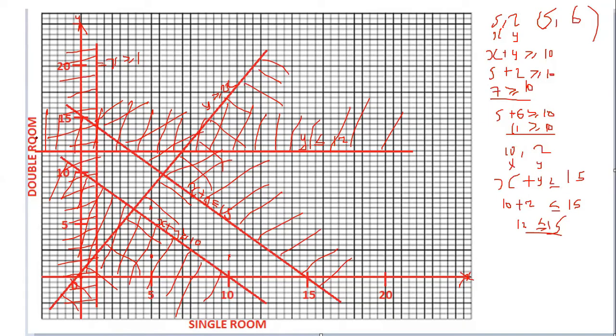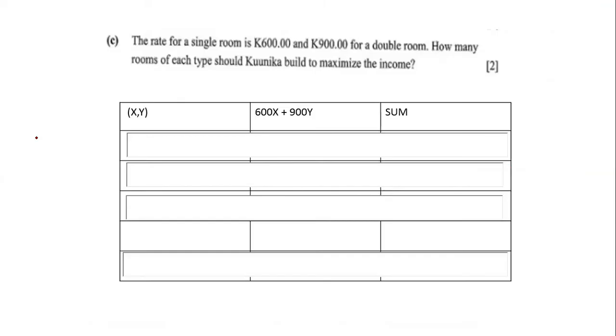So for example, here they are asking the question: the rate for a single room is 600 kwacha and 900 kwacha for a double room. How many rooms of each type should Kunika build to maximize the income? So now here we know that x is standing for the single rooms and y is standing for the double rooms.